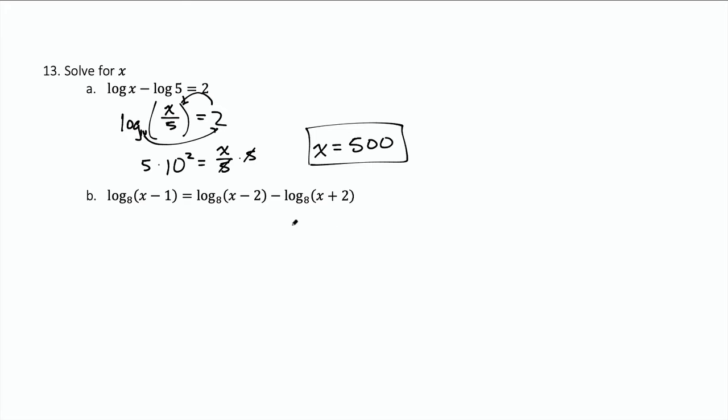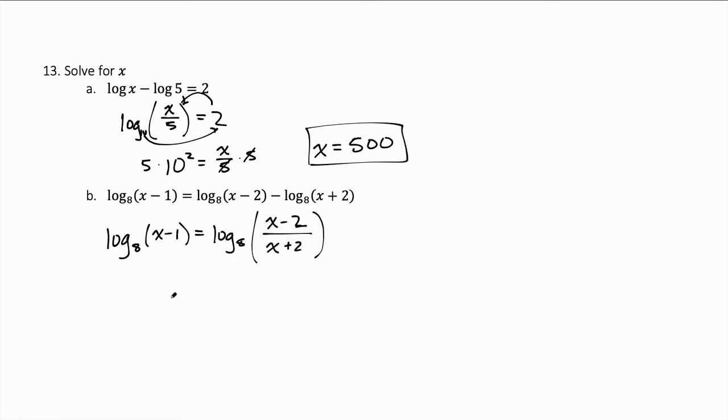For part B, I've got both sides have logarithms now. The left side is already written as a single logarithm, so I'm not going to mess around with that. But the right side, I can combine. I'm subtracting those two logarithms, so to combine those, we divide. We have x minus 2 over x plus 2.